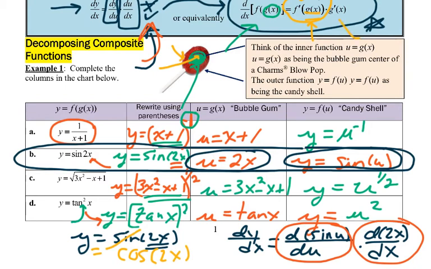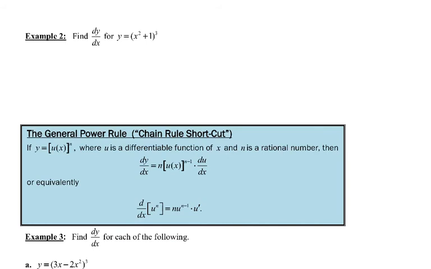And then we say, well, what is the derivative of the gum, or the derivative of the guts? What is the derivative of 2x? It's 2. Do you see how we got the same answer? It's just a little bit more user-friendly. So we're going to do that with this one up here.